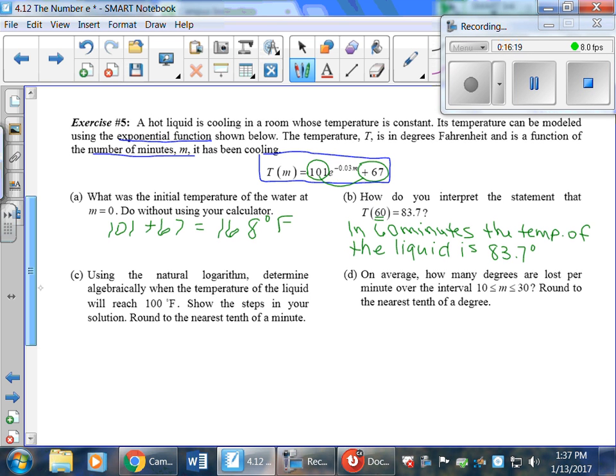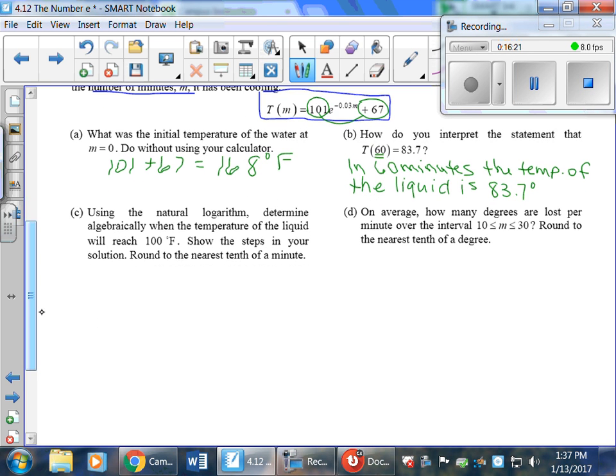So let's slide this up a little bit. Using the natural logarithm, determine algebraically when the temperature of the liquid will reach 100. So again, what they're giving me is T of M is equal to 100. So when the temperature is 100, we're looking for M. Show the steps in your solution and then make sure you round it to the nearest tenth of a minute.